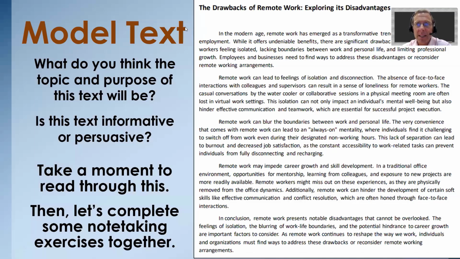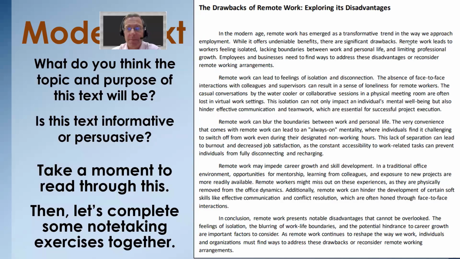So let's take a look at this text, the drawback of remote work, exploring its disadvantages. So I think we're still talking about remote work. I think this is still going to be a persuasive text, but I think this author is going to take the other position and talk about how remote work is a bad thing. So pause your video and take a moment and read through this.